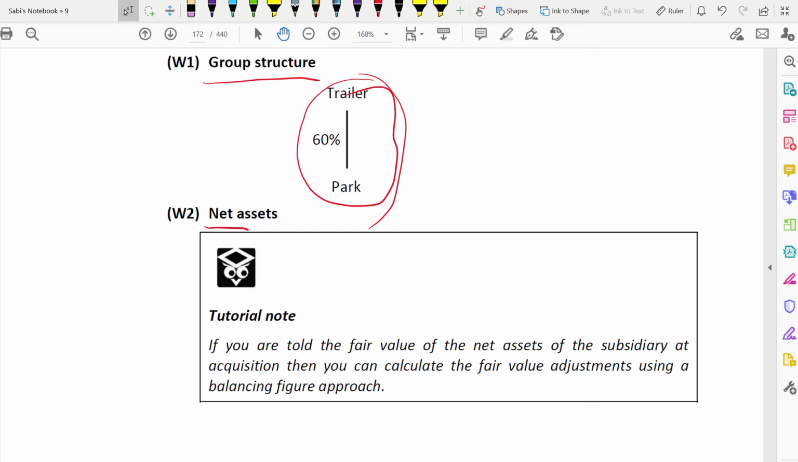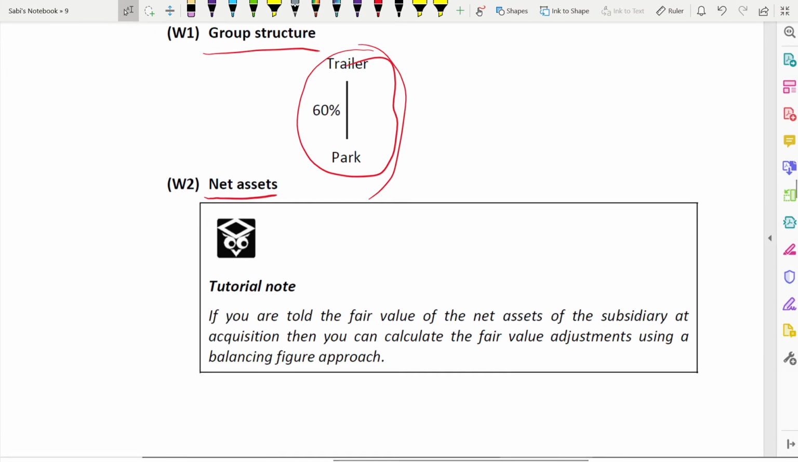Net assets. Working 2 is net assets, okay? Always calculate net assets before you calculate anything else, because even for goodwill, even for NCI, you need net assets. Without net assets, you cannot calculate retained earnings, other components of equity, or NCI, goodwill, anything. Your net asset is needed. So net asset is the first one.